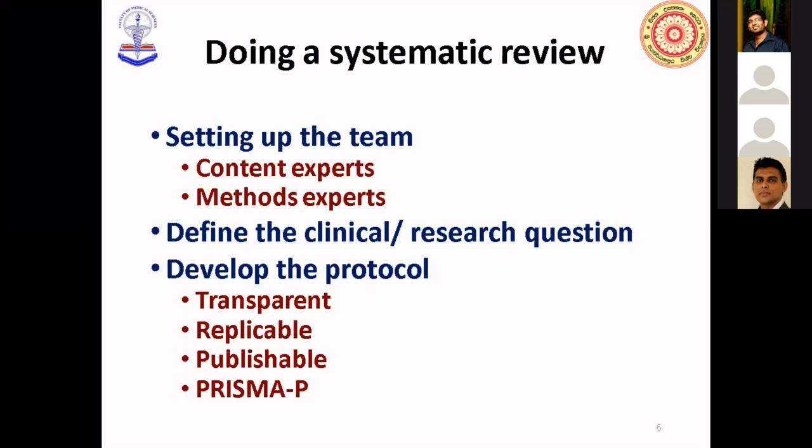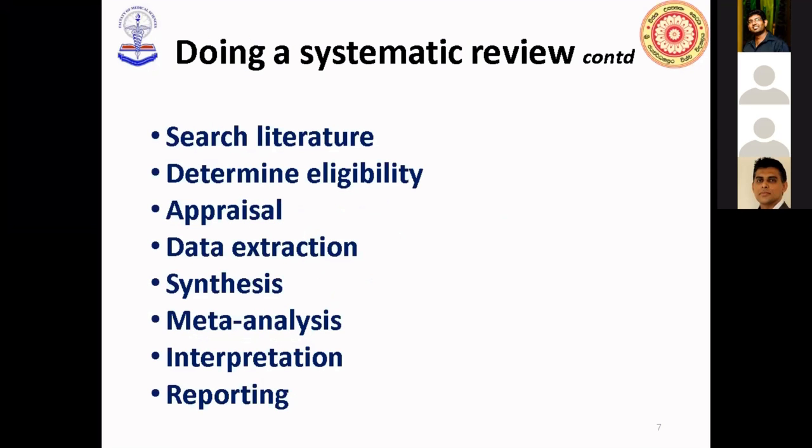Sometimes the good protocols can be published as separate papers on their own merit, even before we perform the systematic review, and these will be governed by a separate set of standards known as PRISMA-P, and P standing for protocols. So once the protocol is ready, we can start searching for literature, which will be done during the next part of this session. The material found is then sorted and screened, appraised, and data extracted. And finally, the extracted data are synthesized, meta-analyzed if possible, interpreted the findings, and reported using an acceptable format.